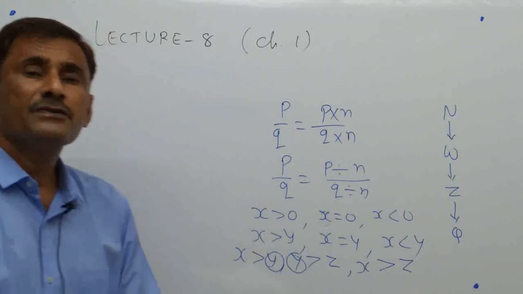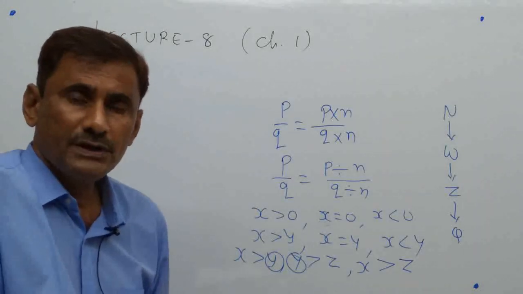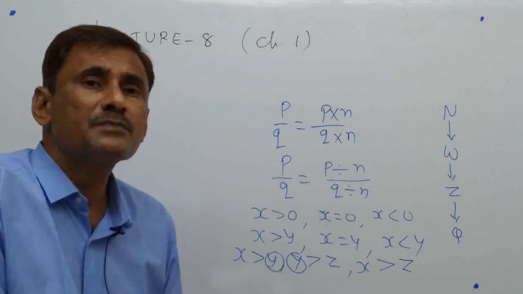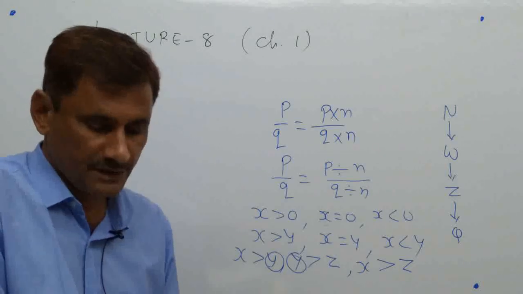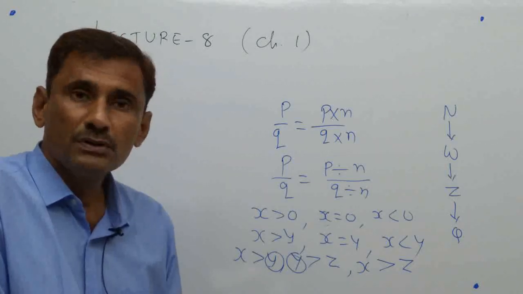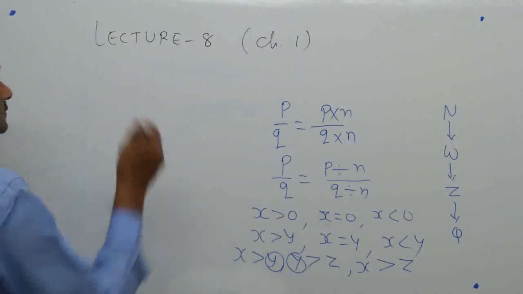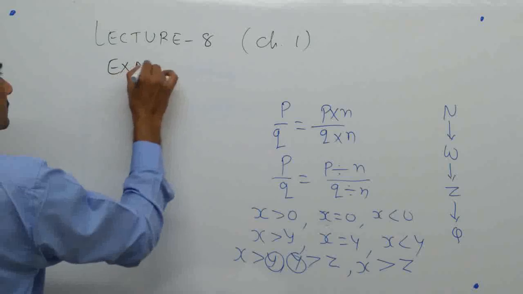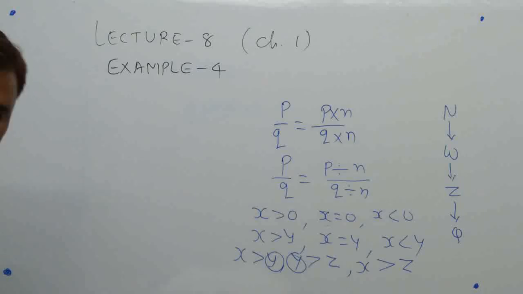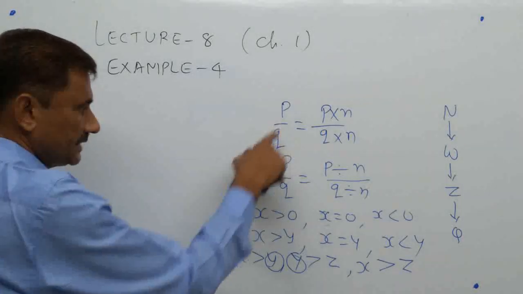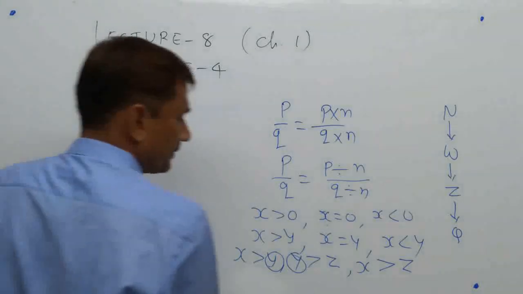And we solved 3 examples also. Now before going ahead and seeing the next property, let's take example number 4 first of all. Example 4 is at page number 10. These are properties 1, 2, 3, 4, 5. You can look in the textbook also.